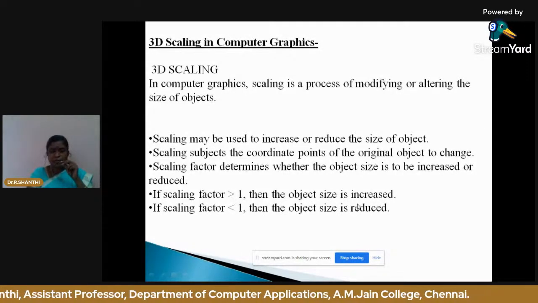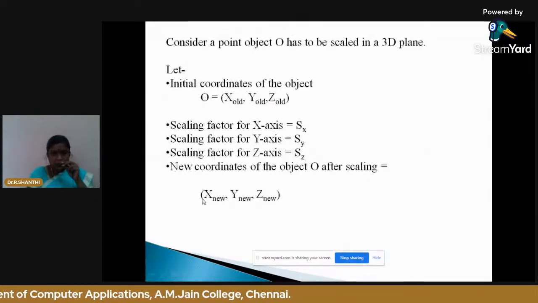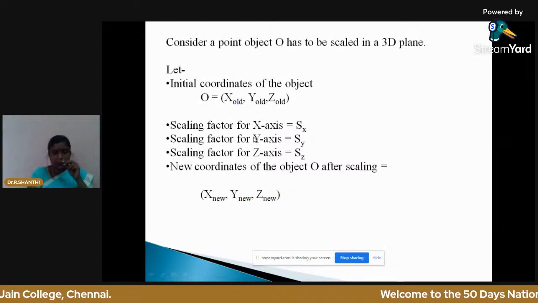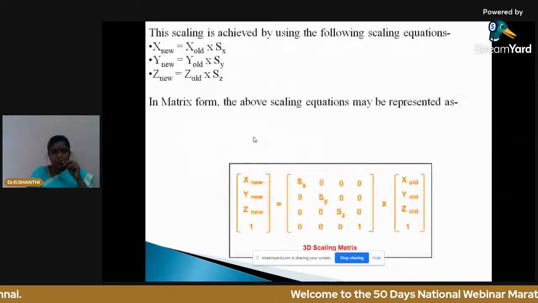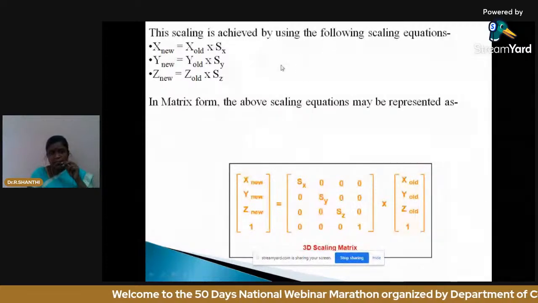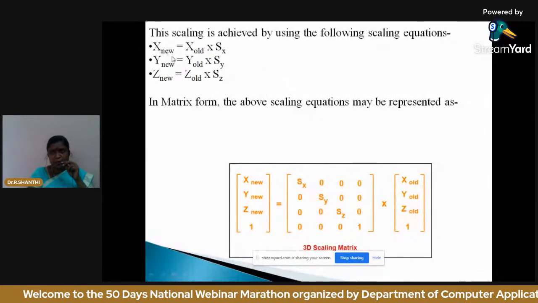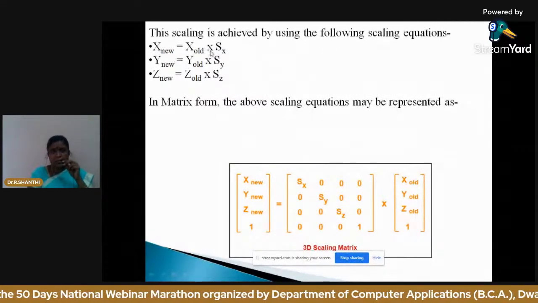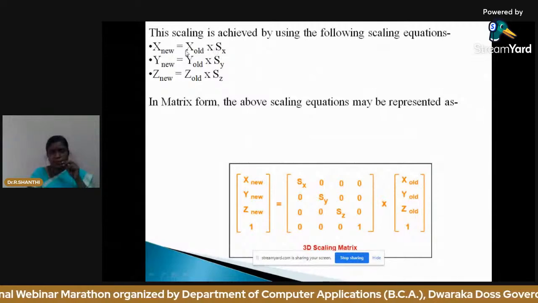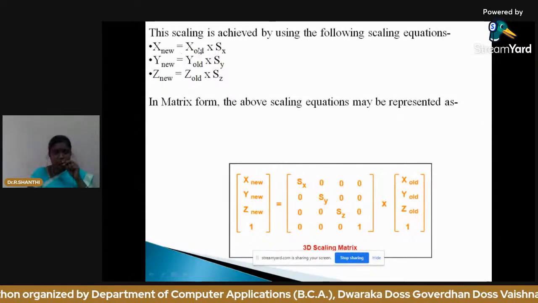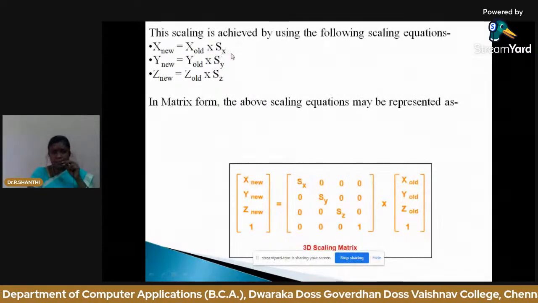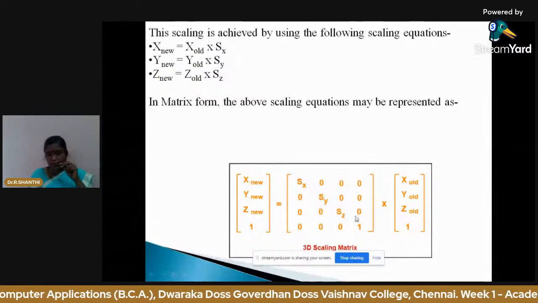If it is less than 1, then you can say that object size is reduced. Again you have the x old value. Here, the scaling factor gets multiplied. You are not going to add anything over here. In scaling equations, we don't have addition or negative values. Simply we will be performing only multiplication. So new is nothing but old into sx factor, y factor, z factor. That's what we do here.